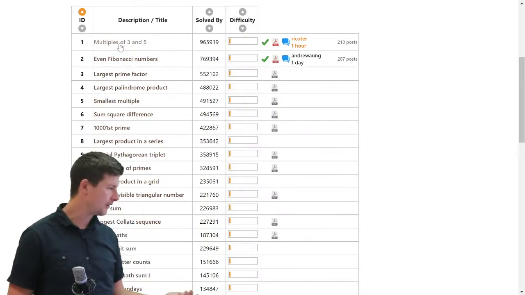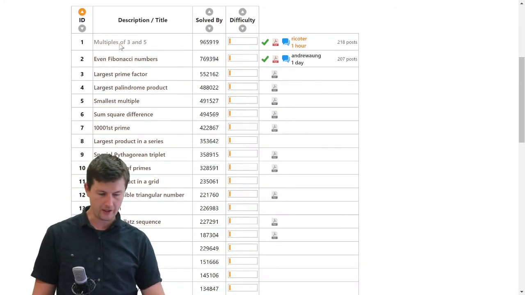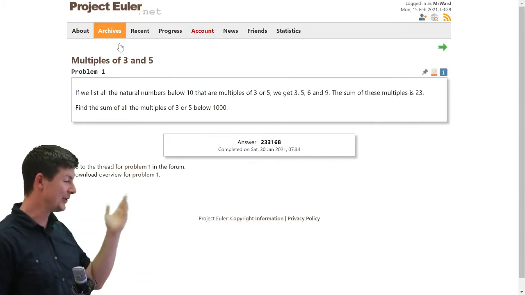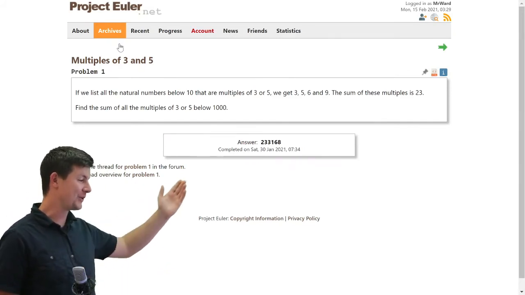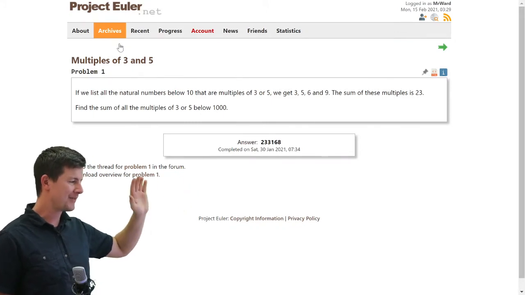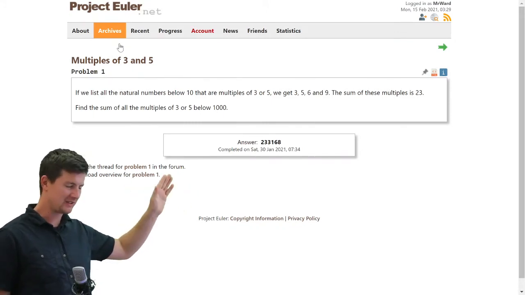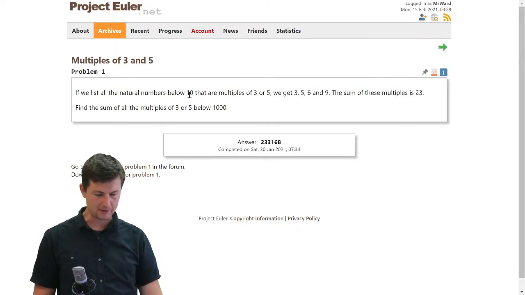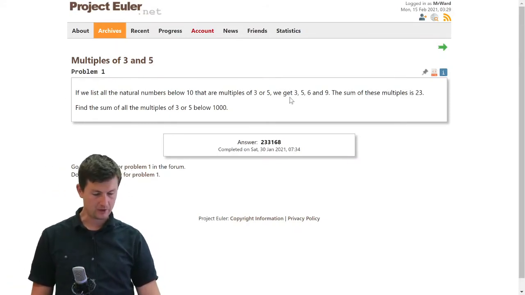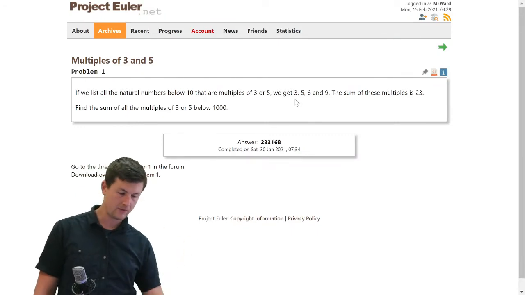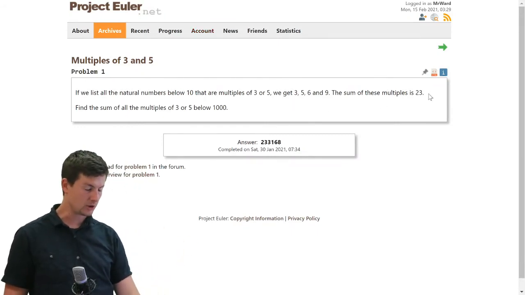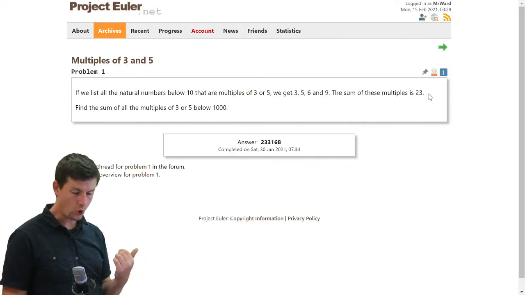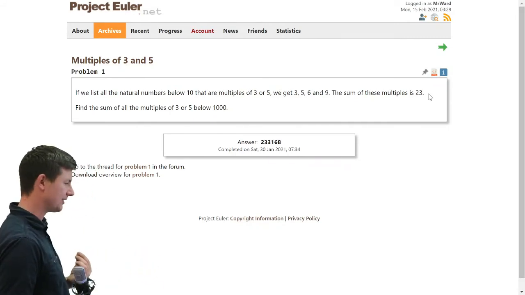Let's take a look at the first one. Okay, so we're going with multiples of 3 and 5. Oh, by the way, I should say Project Euler gets very, very annoyed if you put your answers to the questions up online. They're okay with the first 100, and this one's a perfectly fine demo. So if we list all of the natural numbers below 10 that are multiples of 3 or 5, we get 3, 5, 6, and 9. The sum of these multiples is 23. Find the sum of all of the multiples of 3 or 5 below 1,000.